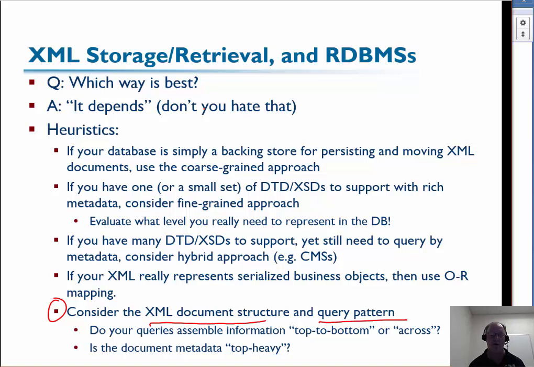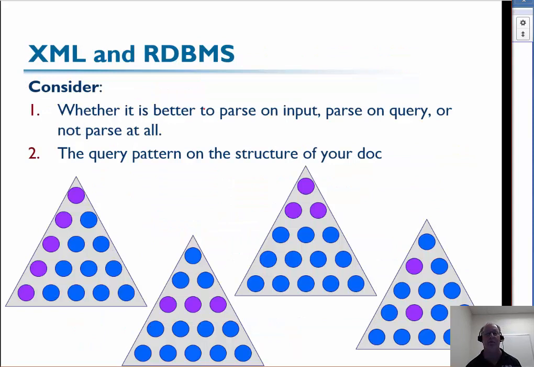When I query information out of an XML document stored in a relational database, however it's going to be stored, do I have to assemble information in some top-down way? Am I working across the tree? Do I have top-heavy metadata and so forth? So I want to talk to you about this last one because I really think this is the way I think about it, and I don't think enough data modelers, if you will, that I've come across who have worked with XML think about it this way.